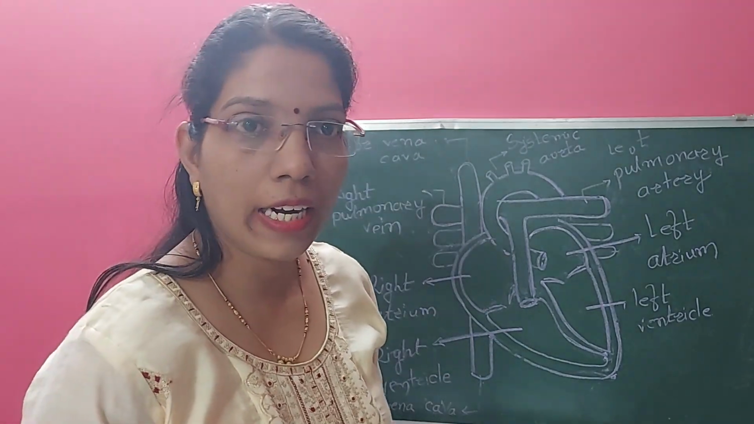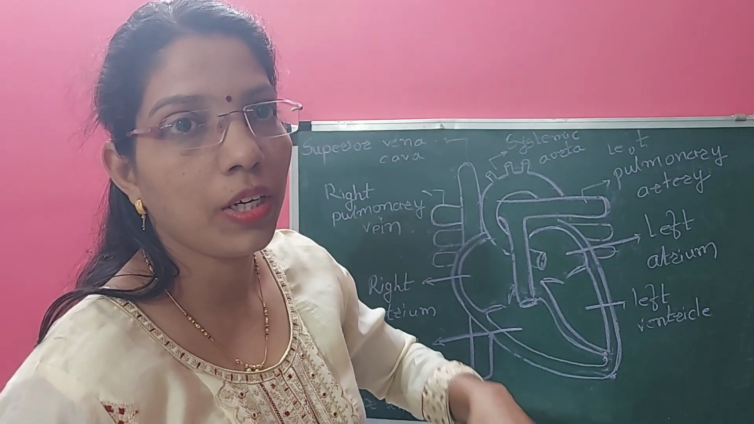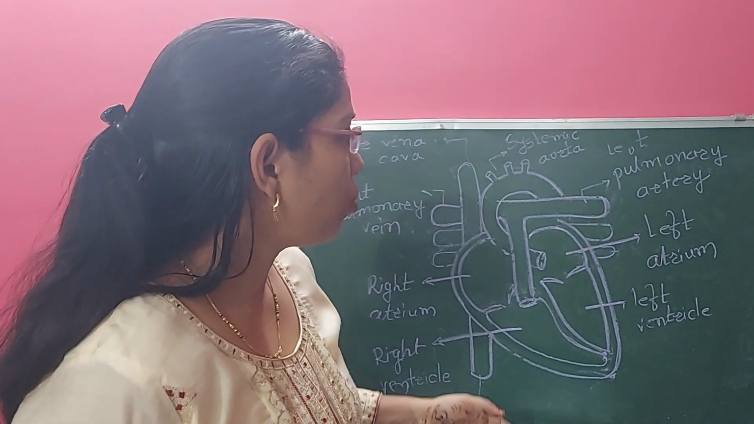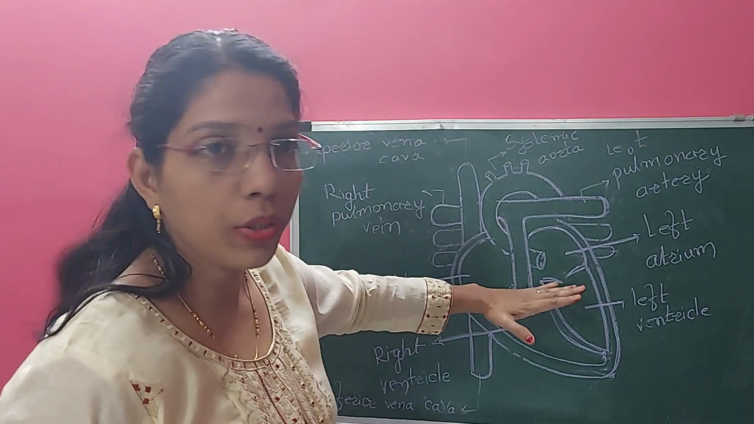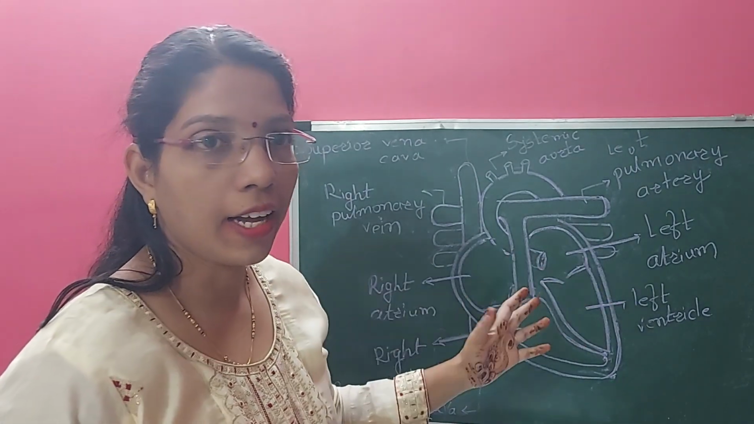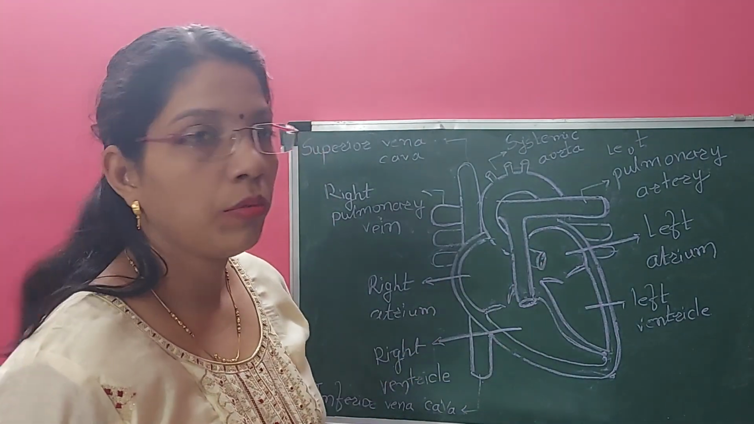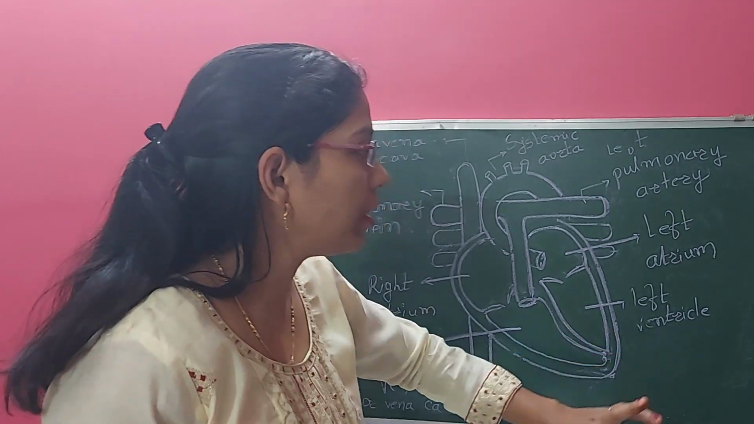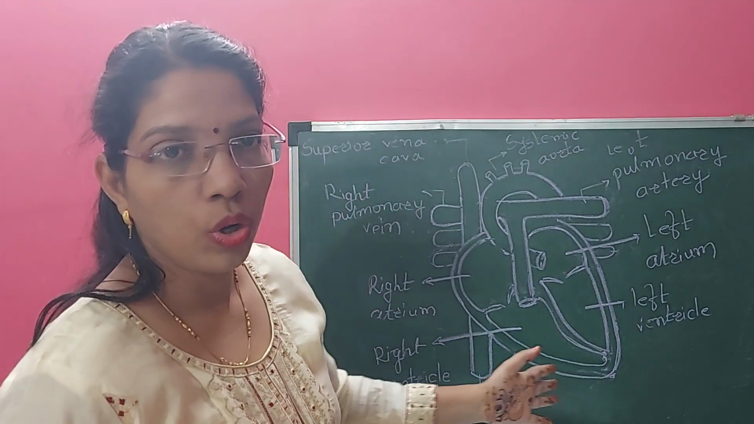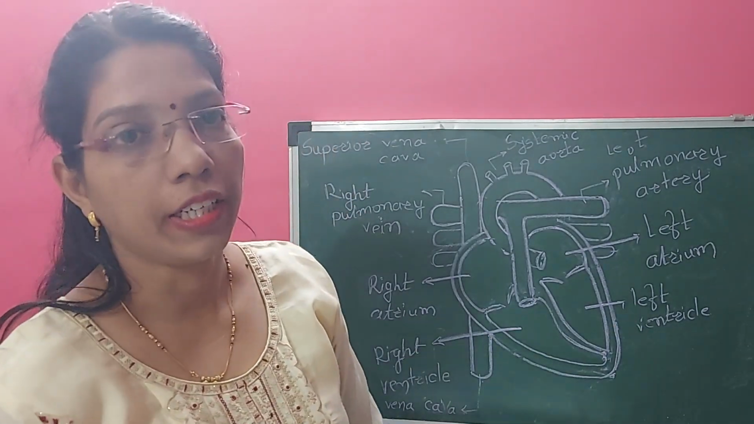While drawing the diagram, you have to draw the chambers first so that it will be easier. So first draw a four chambered heart, and in that the upper two chambers are called atria, singular atrium. So left atrium and right atrium, two upper chambers are there. The lower two chambers are called ventricles, and they are also two in number.